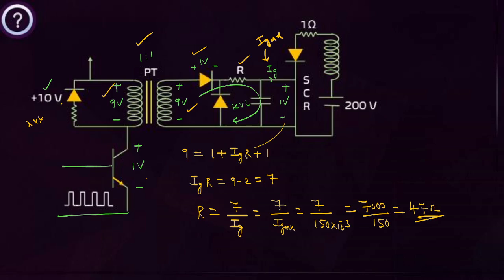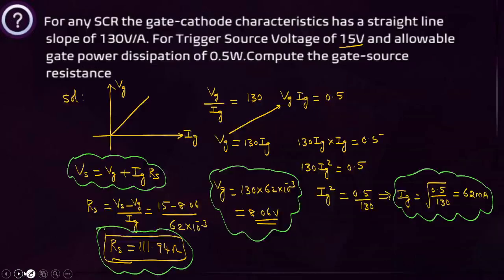Then apply KVL in this loop. Then you have to find the resistance, equal to 47 ohms that you have. Then if the VG-IC characteristics are linear, then VG by IC directly indicates the slope, and VG and IC are given. Solve these two equations, we can get the VG and IC values. Once we get the VG and IC values, then we can solve for the RS value.